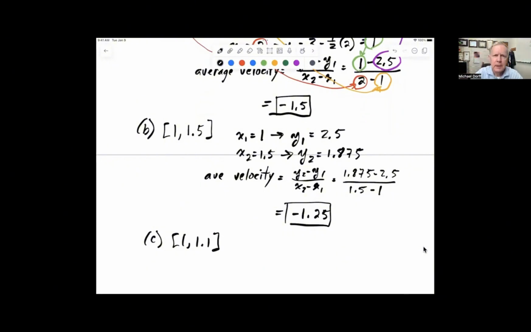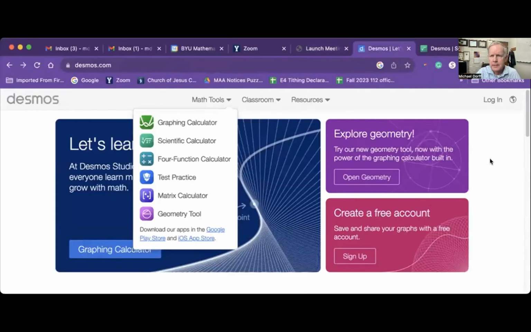Let me show you a way to help you in doing this. There is a program, or a site, that I use online. I recommend it, but you can use anything you want to. You can use your own calculators, but if you don't have a calculator, which most of you probably don't, you could use this site called Desmos. This is the one that I use.